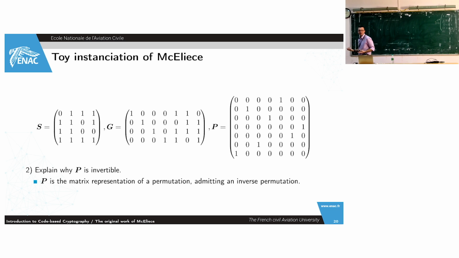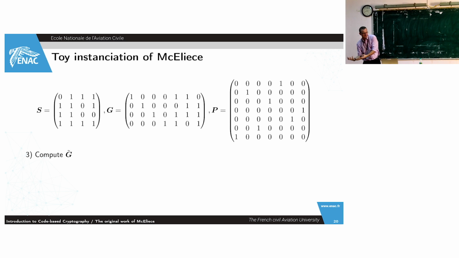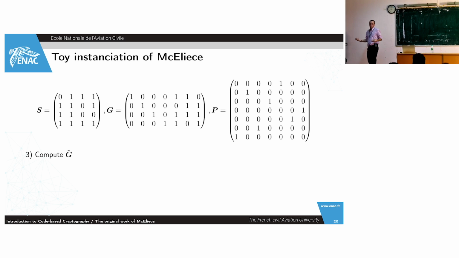Explain why P is invertible. We have already said that. P is invertible because P is a permutation. As a permutation, it has an inverse permutation. And so as P is the matrix representation of the permutation, the inverse permutation has a matrix representation too, which is P minus 1. Okay.